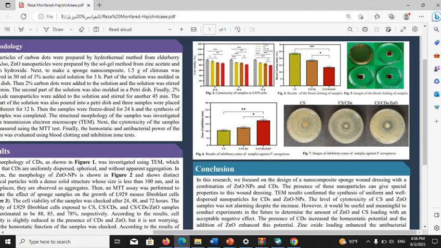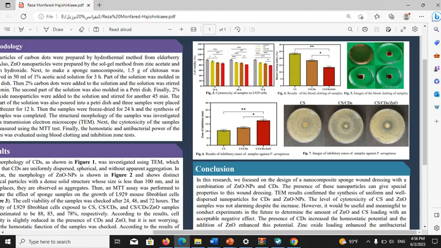According to the results of figures 4 and 5, the presence of CDs and zinc oxide significantly improved the hemostatic function. Finally, the antibacterial activity of the samples against gram-negative Pseudomonas aeruginosa was investigated. According to the results of figures 6 and 7, the presence of zinc oxide in the sponge composite increases the bactericidal performance and prevents the growth of bacteria.